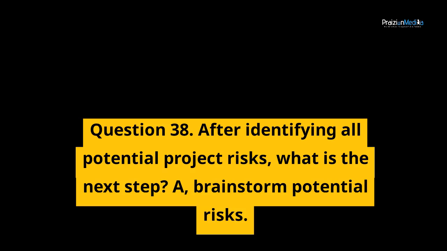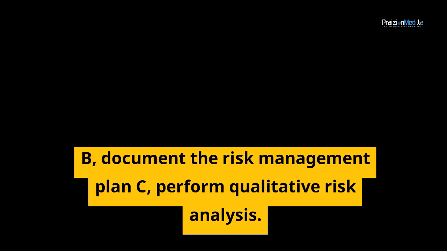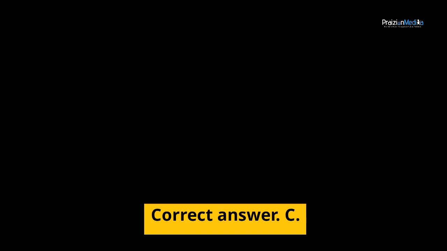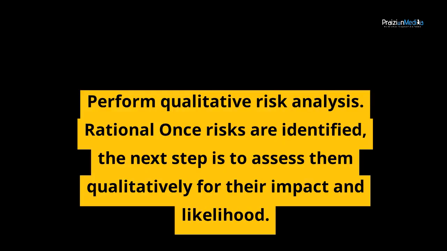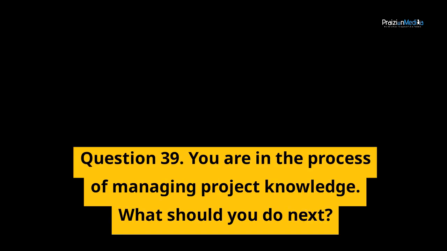A. Brainstorm potential risks. B. Document the risk management plan. C. Perform qualitative risk analysis. Correct answer, C. Perform qualitative risk analysis. Rationale. Once risks are identified, the next step is to assess them qualitatively for their impact and likelihood. Question 39. You are in the process of managing project knowledge. What should you do next?